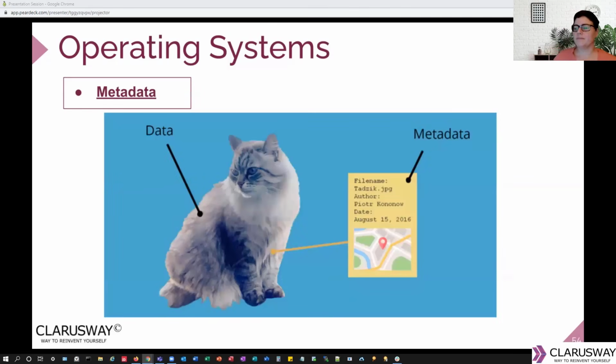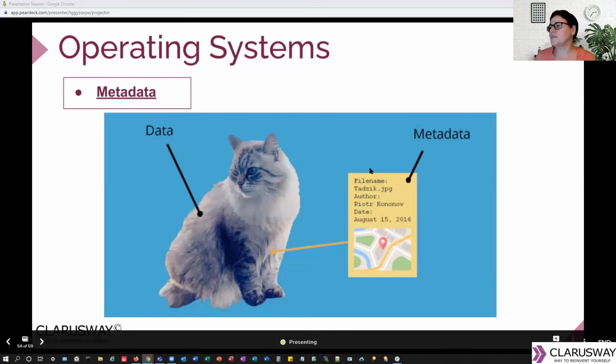All right, metadata. Metadata is the data related to the data that you're actually working with, that kind of builds out additional information about the object or the file that you're working with. So in the example, you can see that there's a picture of a cat. And so when you're interacting with the picture of the cat, you're just looking at the cat. But behind the scenes, there are these file attributes that are storing additional information.